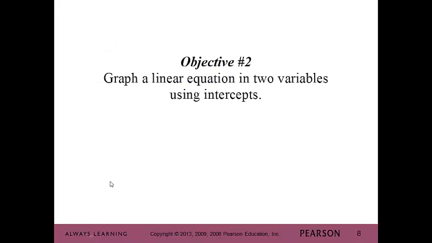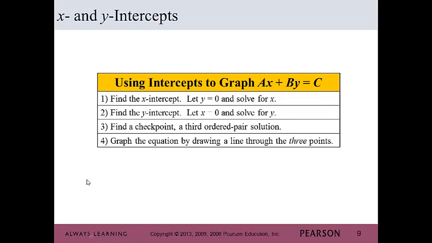All right, objective 2, we're going to graph a linear equation in 2 variables using the intercepts. Steps for graphing. Step 1 is to find the x-intercept. How do you find the x-intercept? You let y equal 0 and you solve for x. Then you're going to find the y-intercept. And how do you find the y-intercept? You set x equal to 0 and you solve for y.